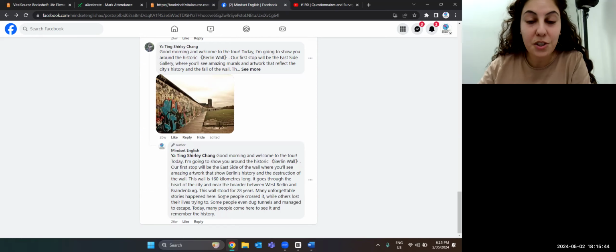This wall stood for 28 years. Many unforgettable stories happened here. Some people crossed it while others lost their lives trying to. Some people even dug tunnels and managed to escape. Today, many people come here to see it and remember the history.